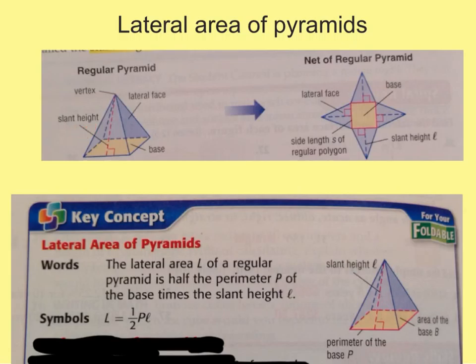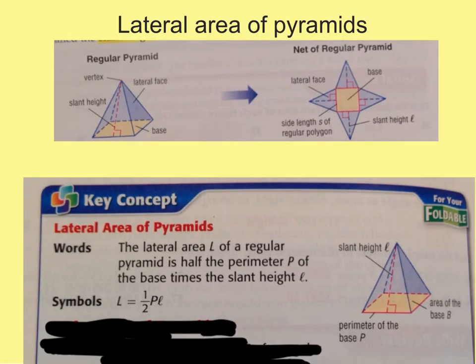And slant height is going to be the line that goes from the vertex up here straight down. Now we can see on the net here that the slant height, because it goes straight down, splits one of the sides of the base in half.